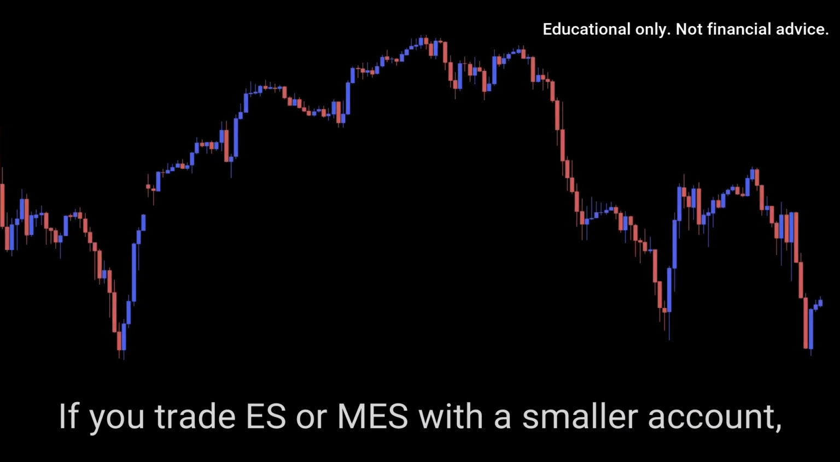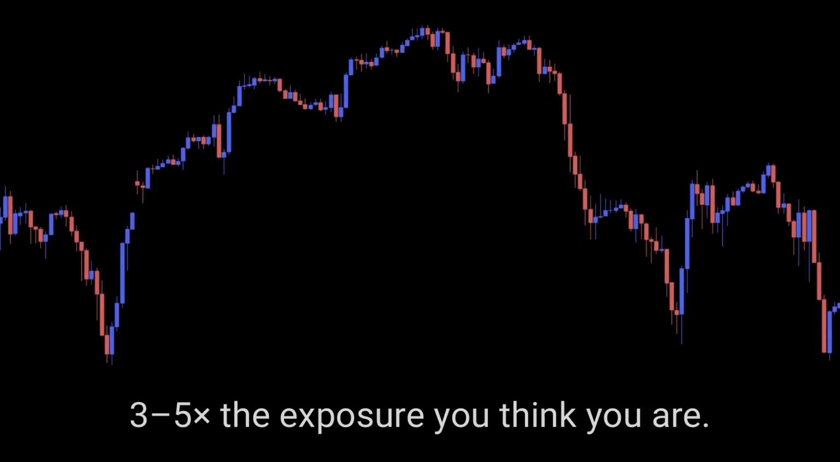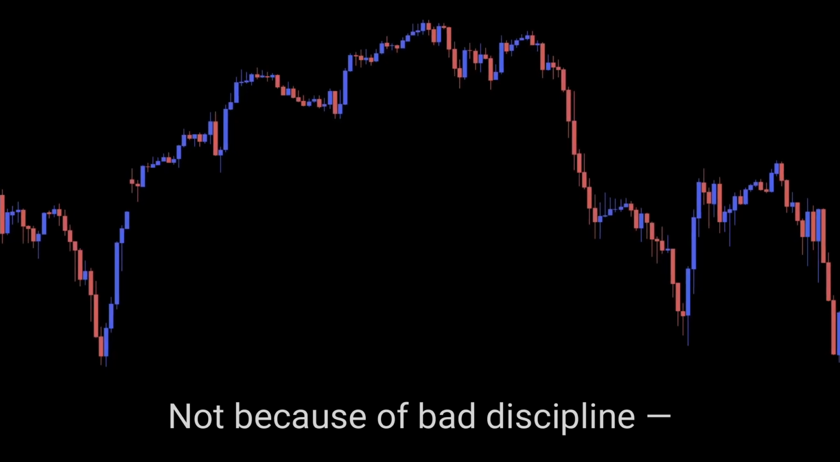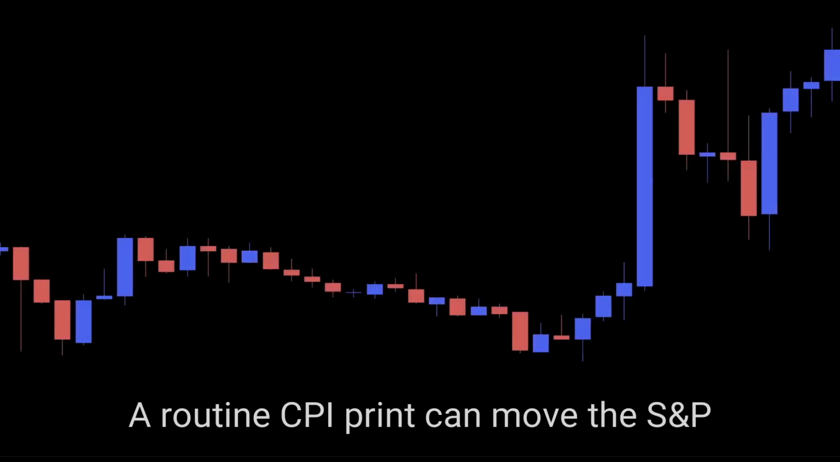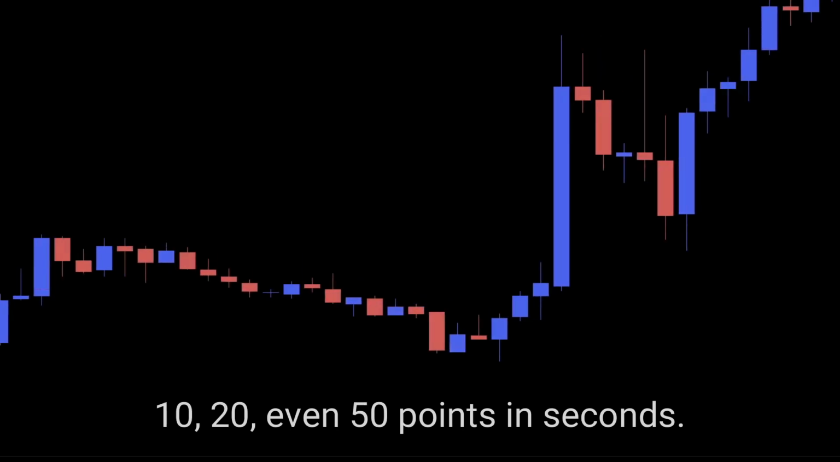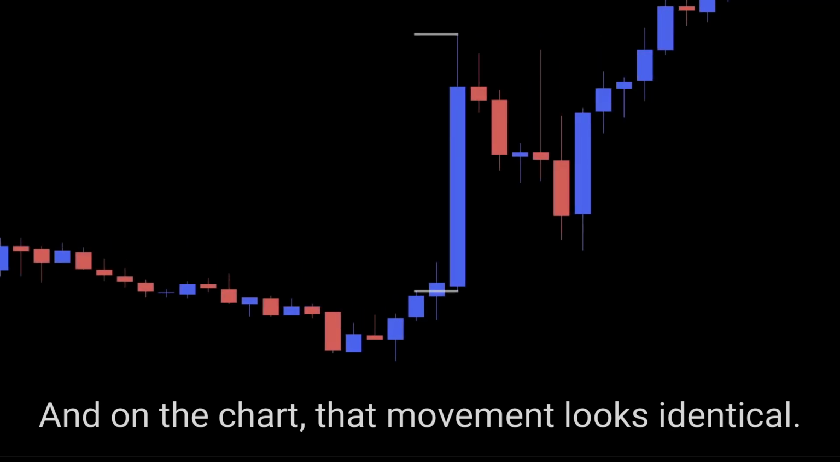If you trade ES or MES with a smaller account, there's a high probability you're holding 3 to 5 times the exposure you think you are. Not because of bad discipline, but because the chart hides the difference in notional risk. A routine CPI print can move the S&P 10, 20, even 50 points in seconds. And on the chart, that movement looks identical.